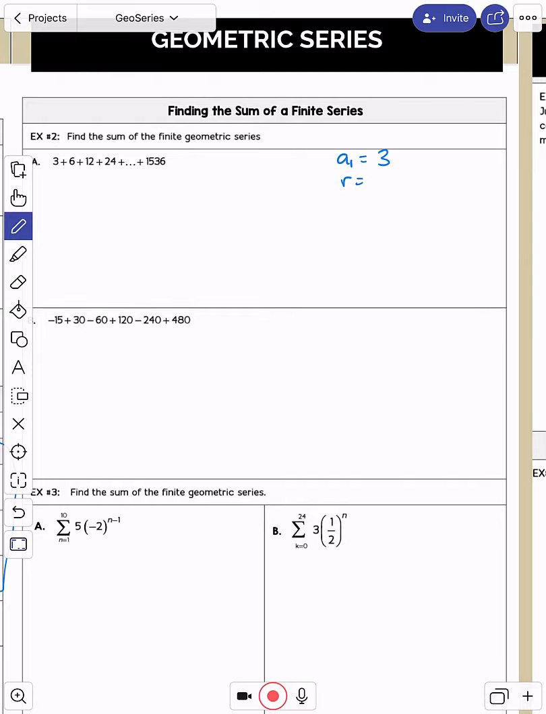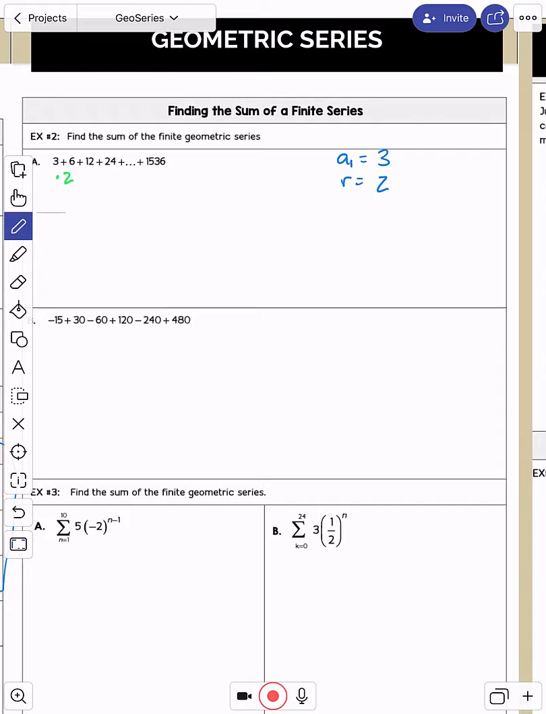What's happening between these terms? So let's see, I think we're multiplying. I like to use green on the steps. I think we're multiplying by 2. So 3 times 2 is 6. 6 times 2 is 12. Yeah, so R is equal to 2. All right.